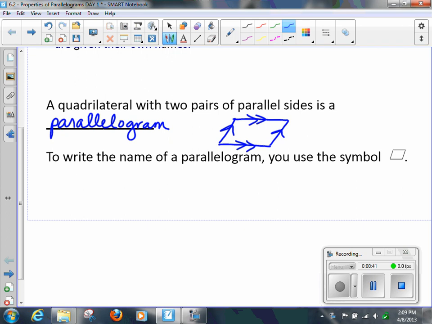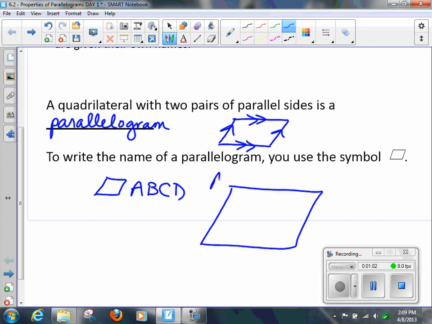Two pairs of parallel sides. That ought to be easy to remember. Why? The property is in the name of the figure, parallel. To write the name of a parallelogram, you use this symbol. You just write a little one, and then you name the vertices. What do those arrows represent? That they're parallel. If they were congruent, then it would be just those little hatch marks, remember? So that would be parallelogram ABCD.